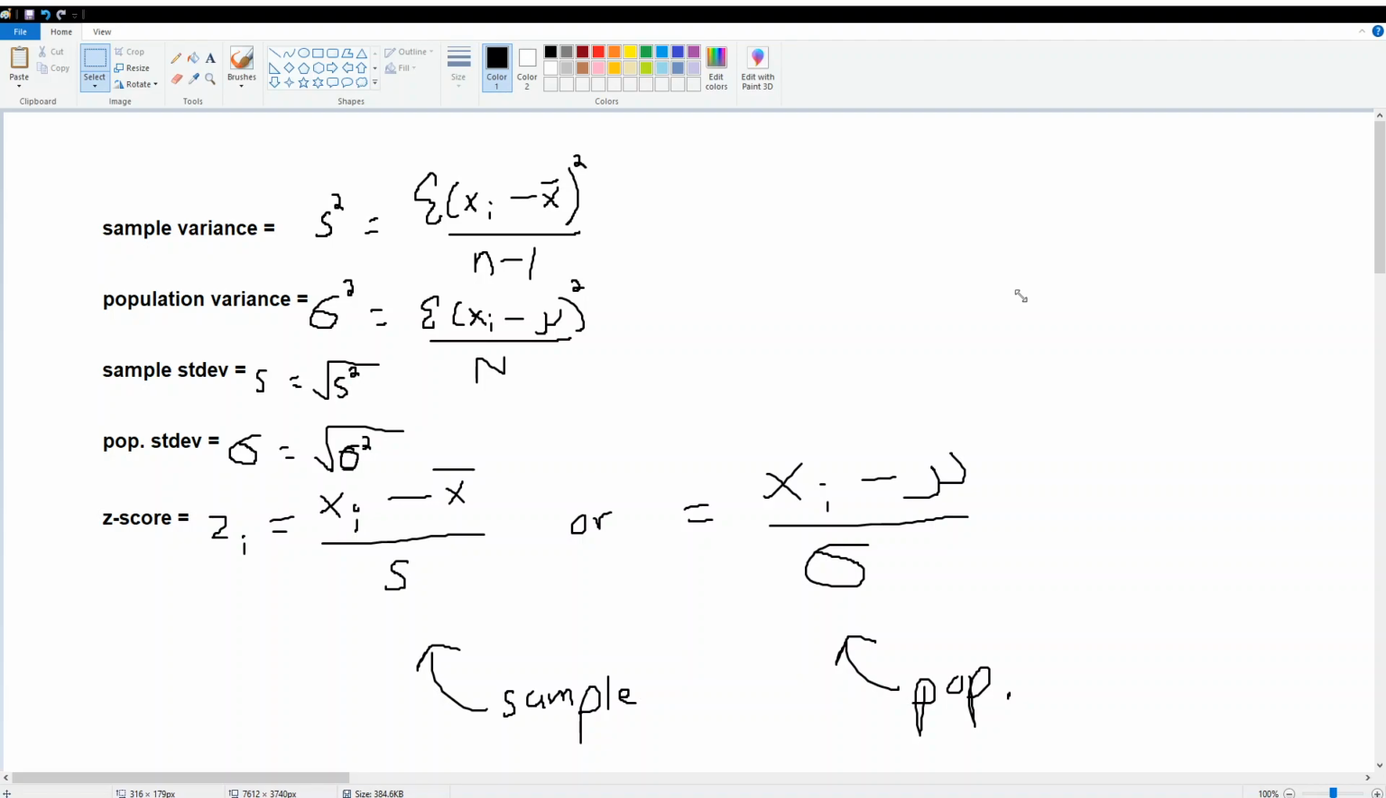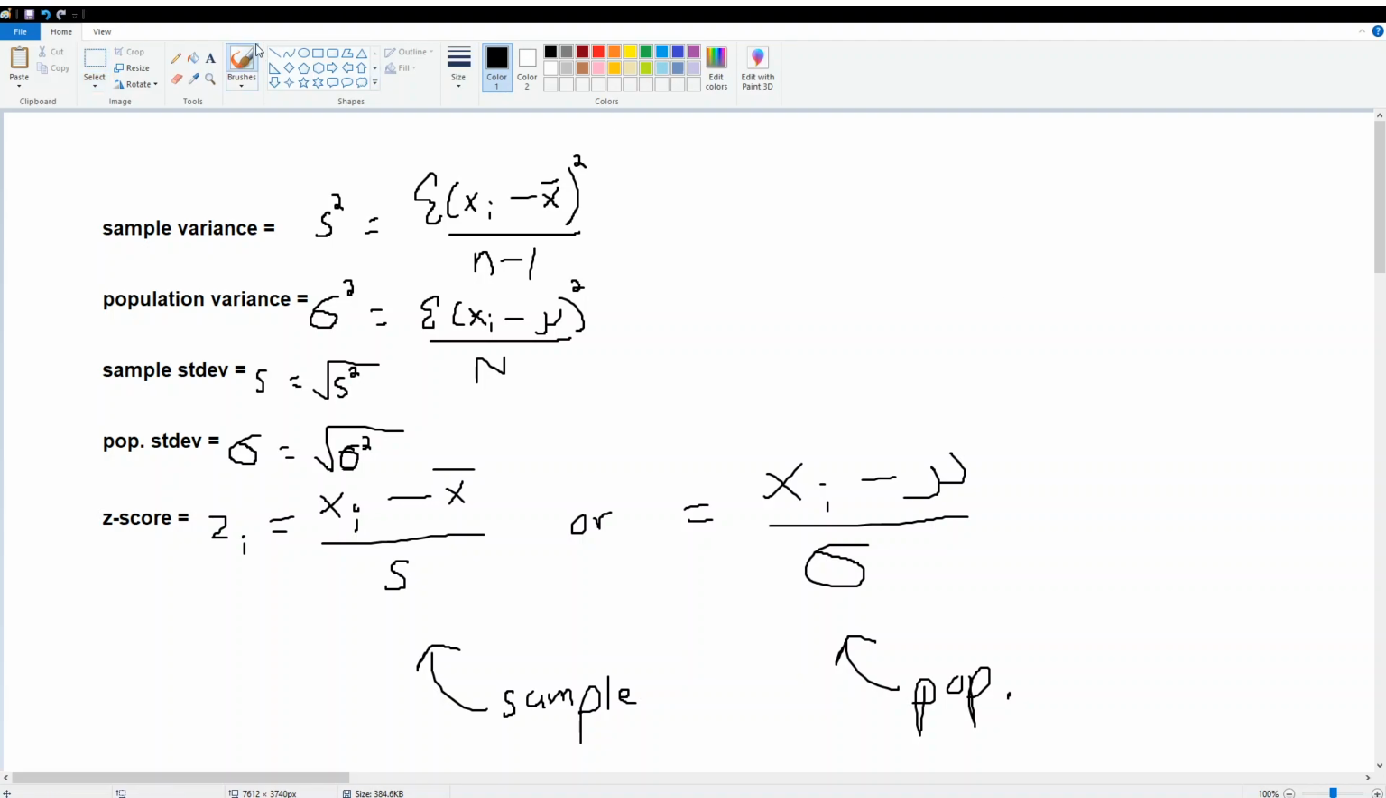Our sample standard deviation, we denote that by S. That's just the square root of the sample variance. And the population standard deviation is equal to the square root of the population variance. So if you're given one, you can get the other very straightforwardly. By definition, these all must be non-negative because of the squares.